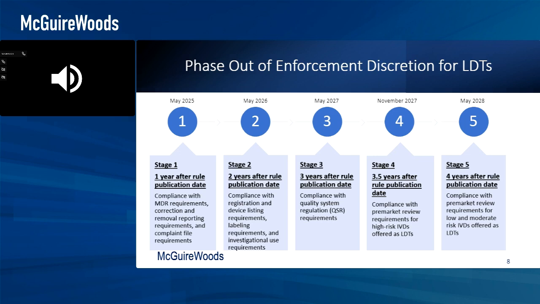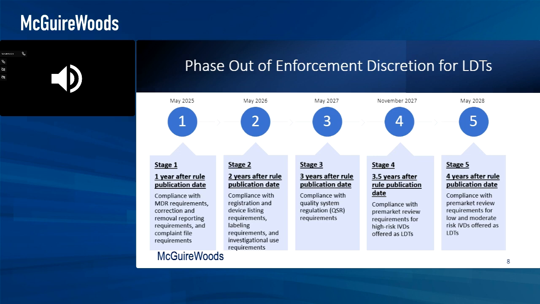The next stage, Stage 4, this actually is 3.5 years after rule publication date, November 2027, requires pre-market review of high-risk IVDs offered as LDTs. So again, because of the prior to May 6 exception, this is really only going to apply to tests that are developed after May 6, put on the market after May 6, 2024, are going to be subject if they're high risk.